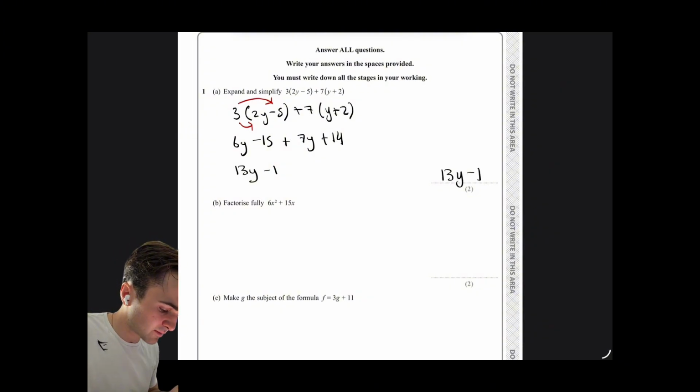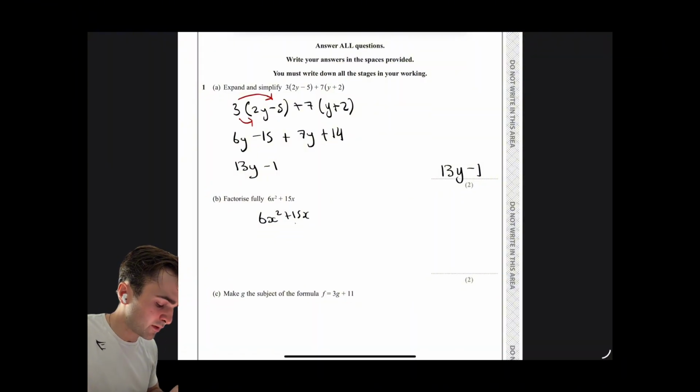B asks us to factorize 6x squared plus 15x. So we need to look at what number goes into both. What can we divide both terms by? That's our factor, so that's going to be 3. And then what other term can we divide out? Which is x. Both terms have an x, right? So we take that outside the brackets and we open up our brackets.